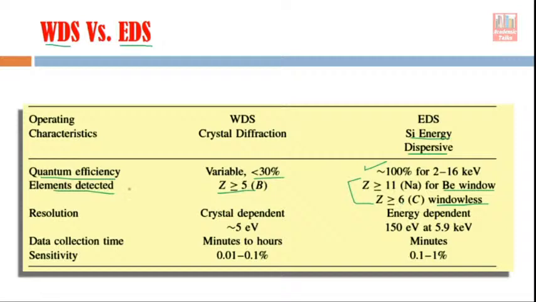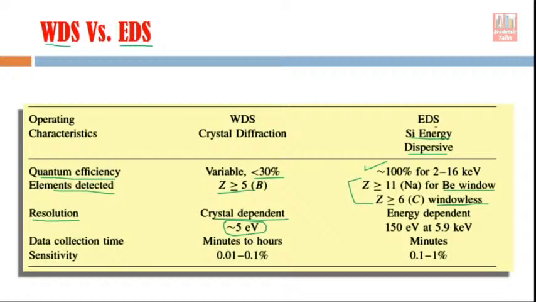But in case of a windowless system, it's possible to detect elements whose atomic number is greater than 6. Now if you talk about resolution, it depends of course on the crystal which we are using for the detection of the X-ray signal, but the resolution here is 5 electron volt. It means if we have two peaks and the energy gap between the two peaks is 5 electron volt or thereabouts, we can see them as separate peaks.